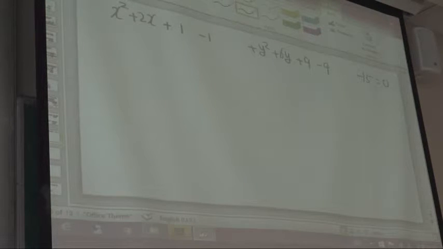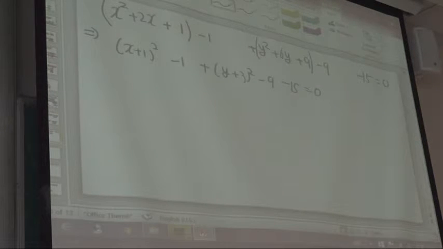So here is the next one. By changing that, I can group this, and I can group this. The first group is x plus 1 squared minus 1. And the second group is y plus 3 squared minus 9 minus 15 is equal to 0.